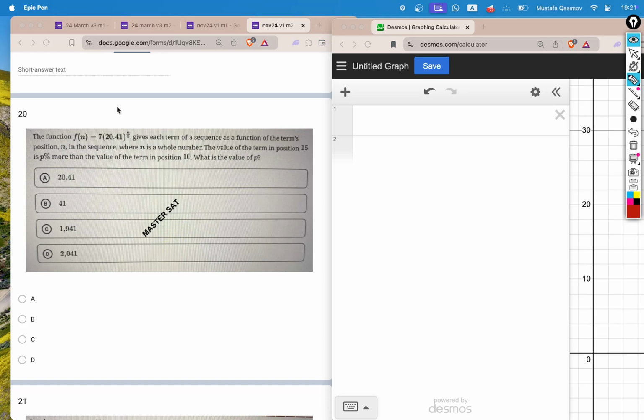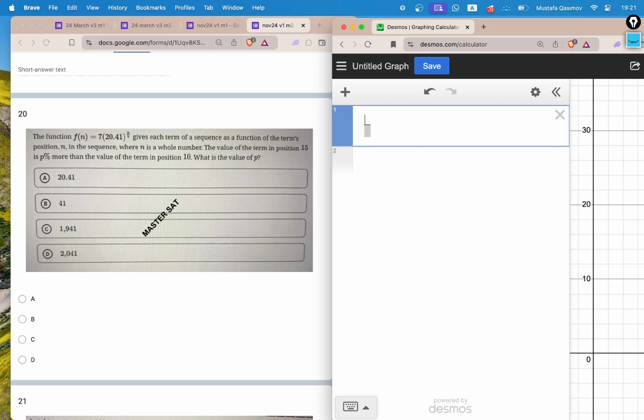Here I recommend you write to Desmos. When we want to find percent change between two values, we have to use this formula: the difference over the original, or old value, you can think of it like that, multiplied by 100%. So now let's do it like that.